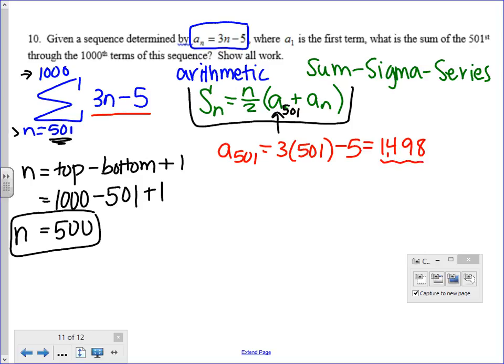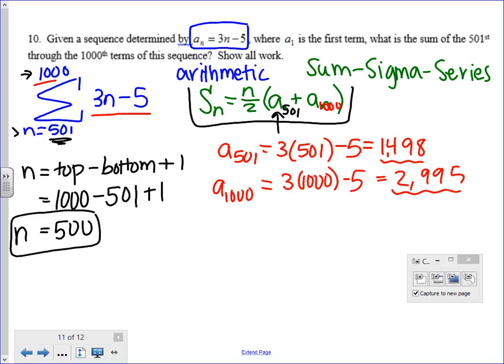Now I need to find a sub n. That's going to be the 1000th term. So I'm adding up 501 to 1000. That's the top index here. So to find the 1,000th term, I'm going to take 3 times 1,000 minus 5. Well, that is 2,995. That's the other piece of information I need for this formula.